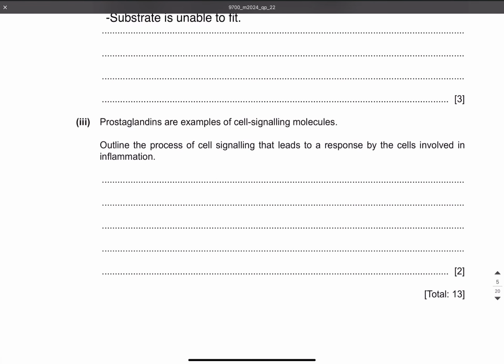Let's move on to part 3. Prostaglandins are examples of cell signaling molecules. Outline the process of cell signaling that leads to a response by cells involved in the inflammation. So guys, over here we just have to outline the process of cell signaling. So this is a very basic question in which you have to outline the process of cell signaling. So how does the cell signaling occur?